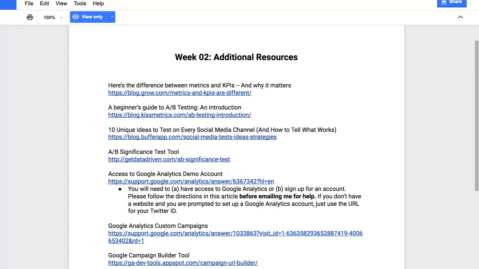There's also this really great post, A Beginner's Guide to A/B Testing and Introduction here with Kissmetrics, and also another really great link, the difference between metrics and KPIs that I want you guys to take a look at. This is additional resources. It's really great to read as much as you can on these topics to make yourself feel more comfortable with the information so you can speak to it more confidently.